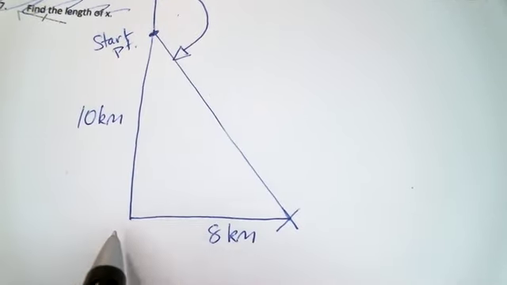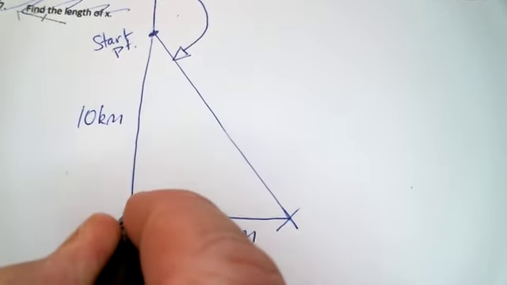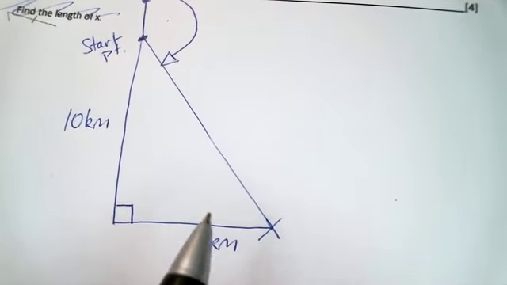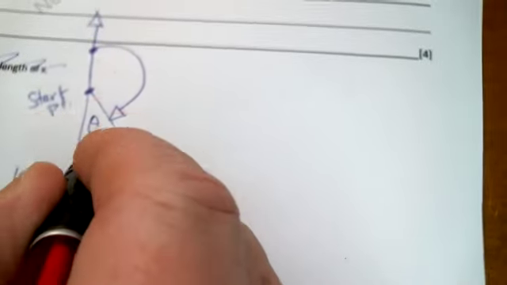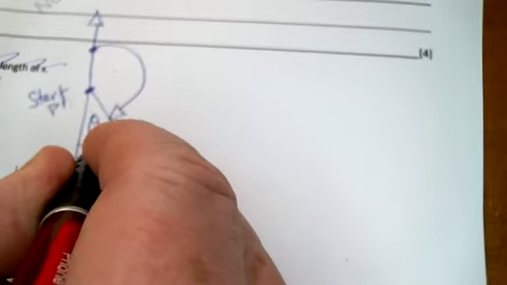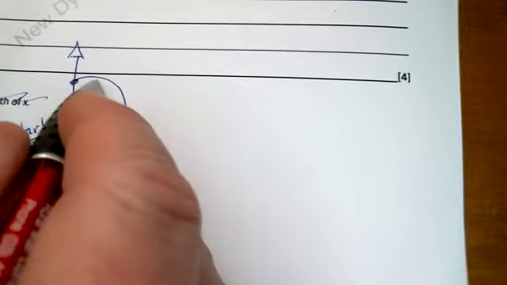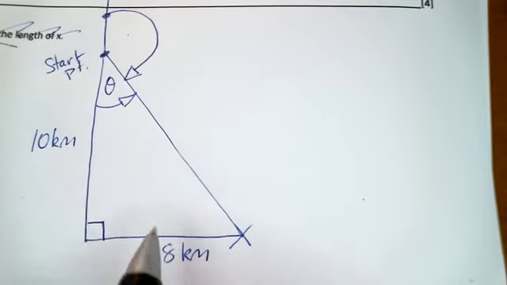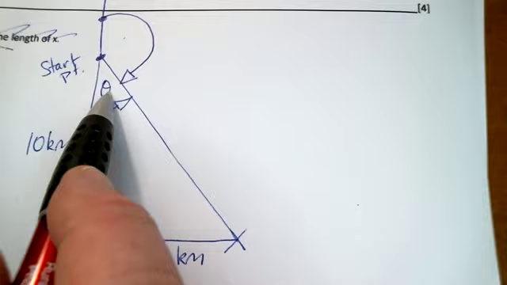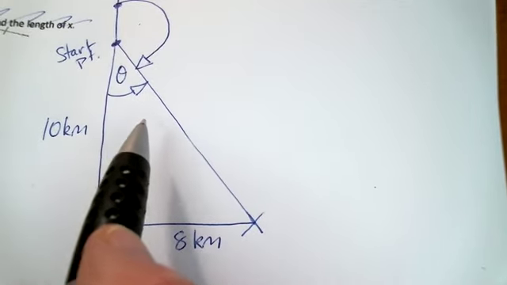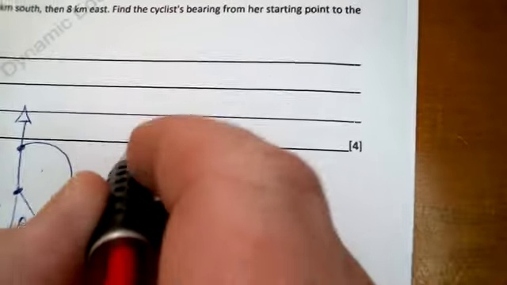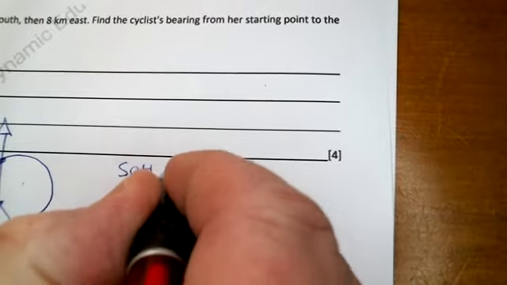We notice here we've actually got a right angle triangle. Nice simple right angle triangle. If we were to find this angle here, I'm going to call it angle theta. Notice I've got the arrow going this way because it's an angle, not a bearing. This is a bearing. So we can find angle theta simply by using SOHCAHTOA.